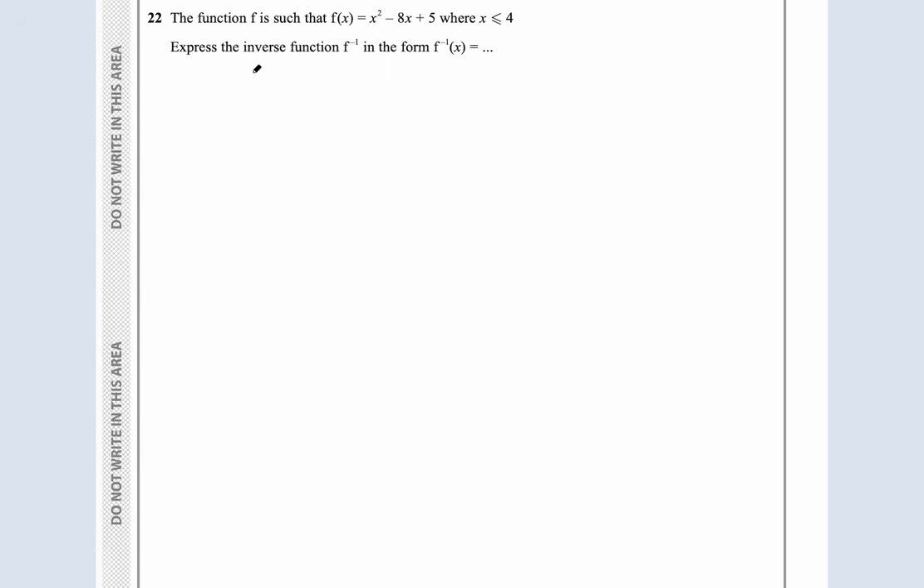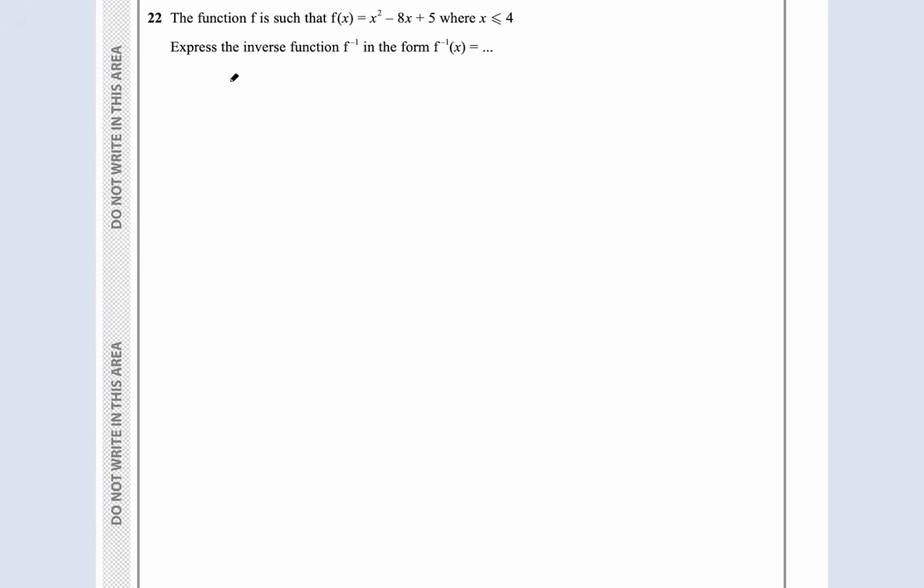Express the inverse function f minus 1 in the form f minus 1 of x, where x is less than or equal to 4. So this is a quadratic inverse function, which are often the worst type. We have to complete the square.